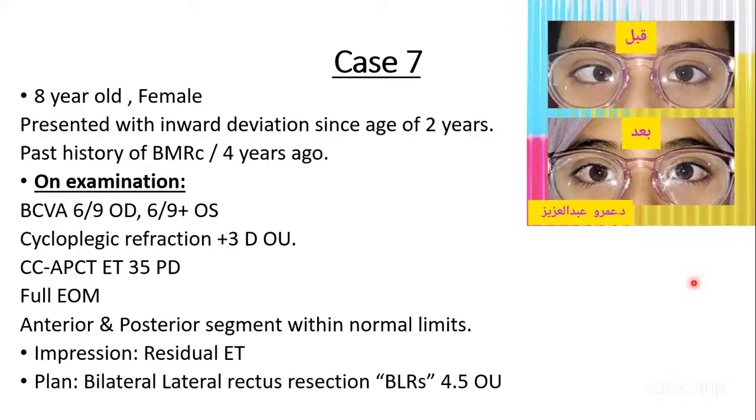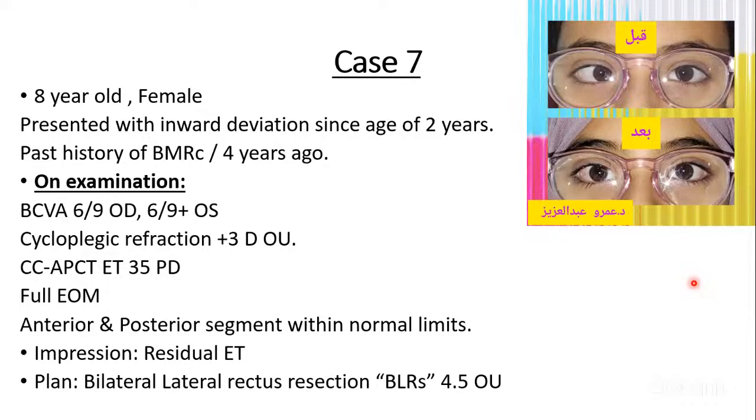Doctor, what is the maximum millimeter I can do for recession or resection, for one muscle or two muscles? For medial rectus, usually we do not go beyond 6 to 7 millimeters in some references. I personally do not go beyond 6.5 millimeter recession of the medial rectus. For the lateral rectus, you can do up to 9 to 9.5, and in some references even up to 10 millimeter recession.